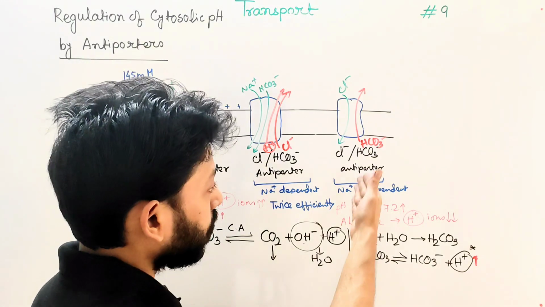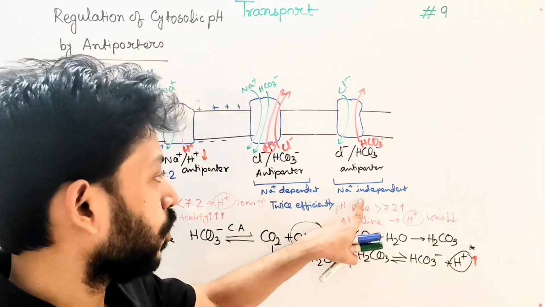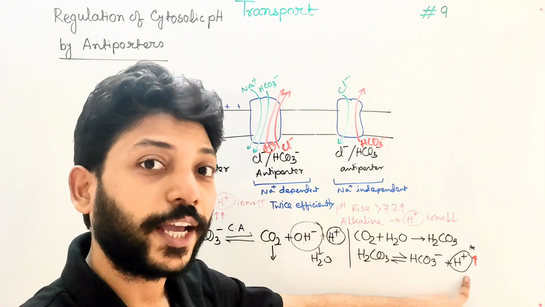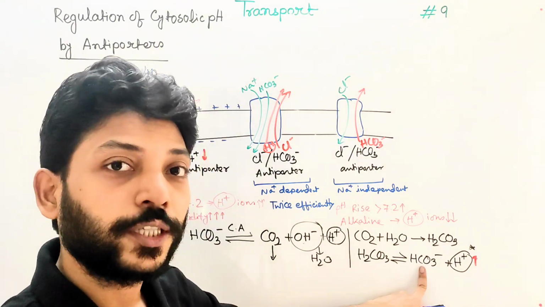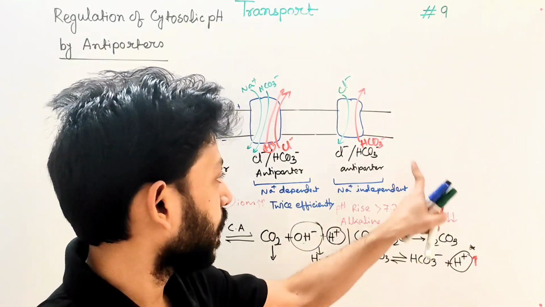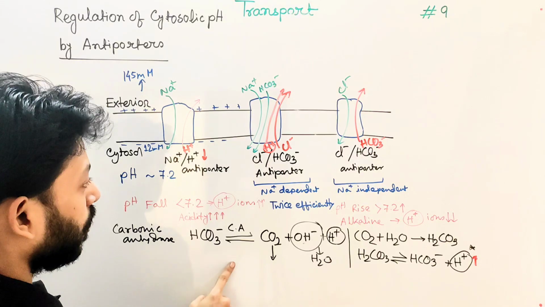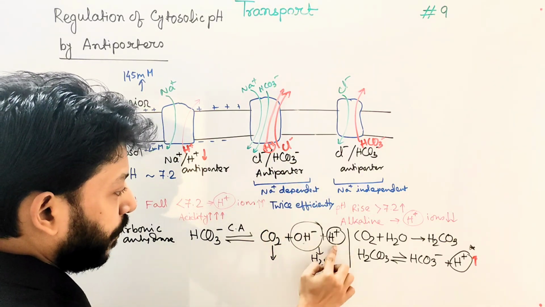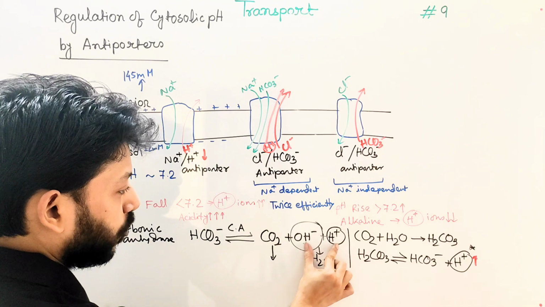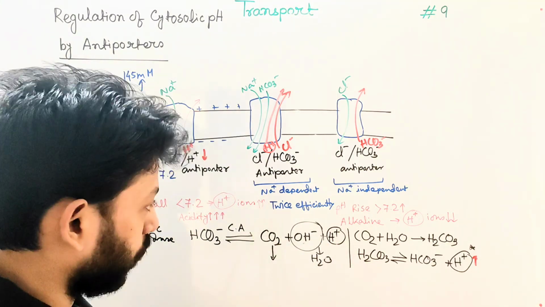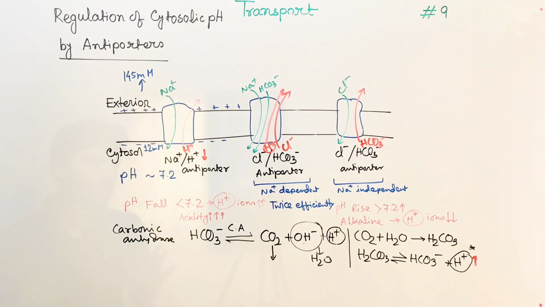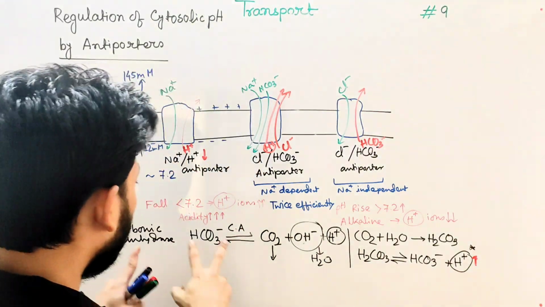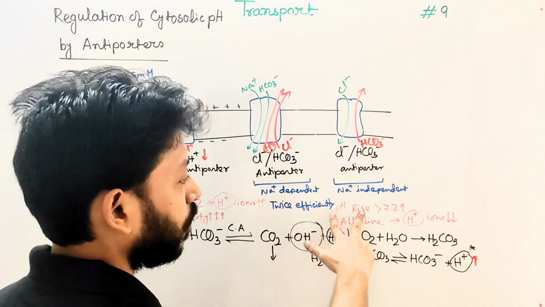inside the cell. So this antiporter doesn't need the help of sodium, but it increases the hydrogen ions by exporting the bicarbonate. This is the reaction that occurs, and this is the reaction by which the other antiporter lowers the pH, because here hydroxyl ions neutralize another hydrogen atom. So I think you have understood these three antiporters, how they maintain pH during the fall of the pH and during the rise of the pH.